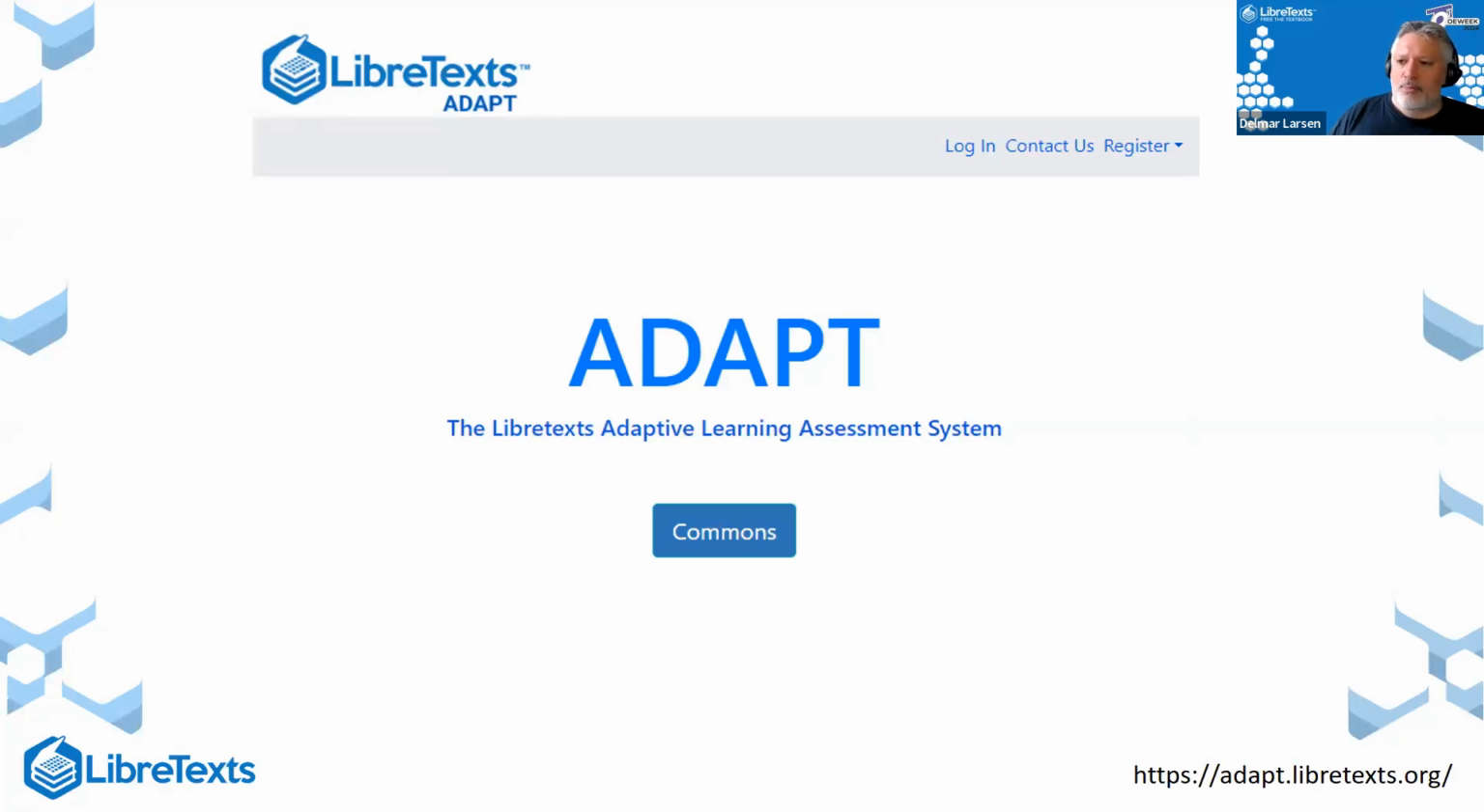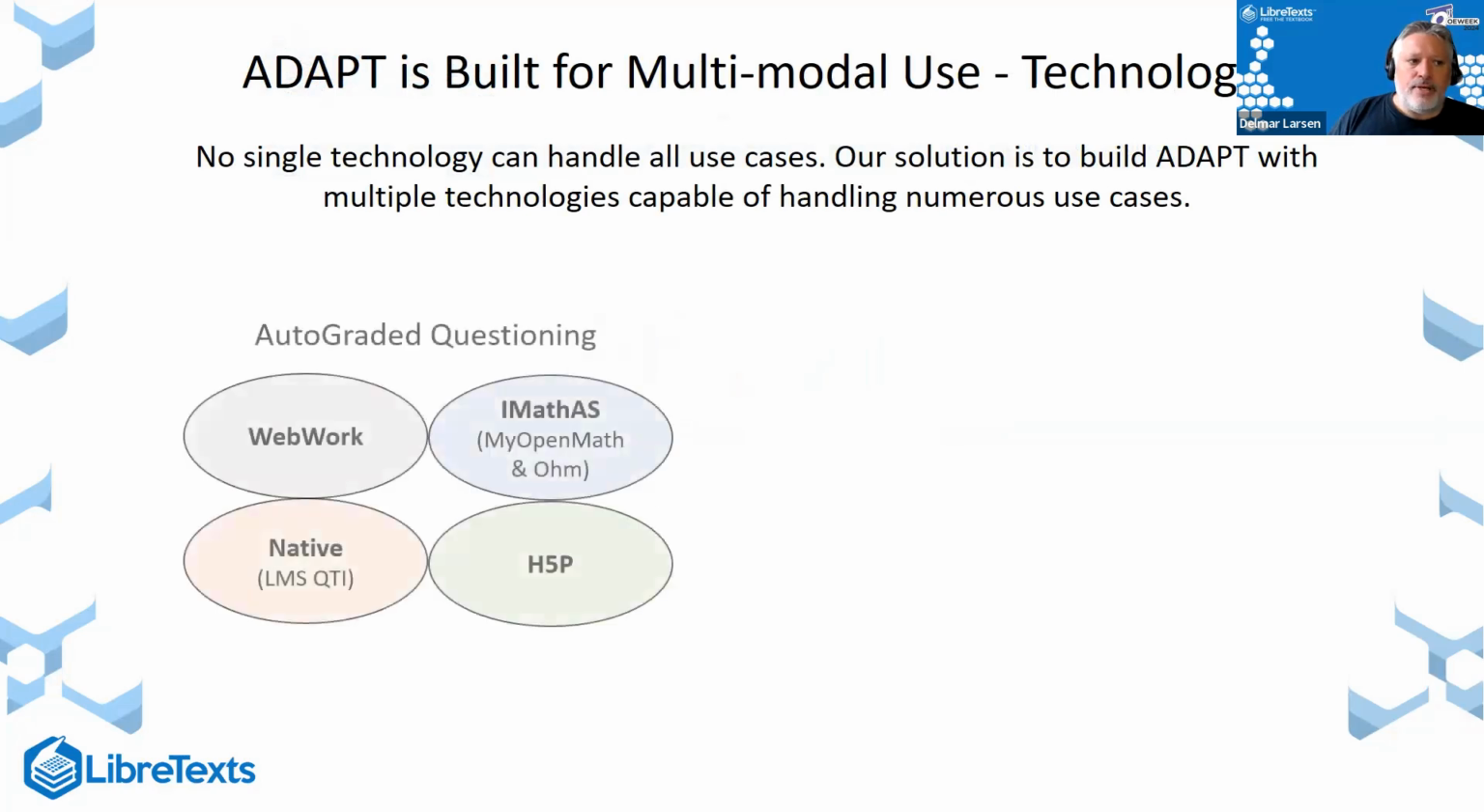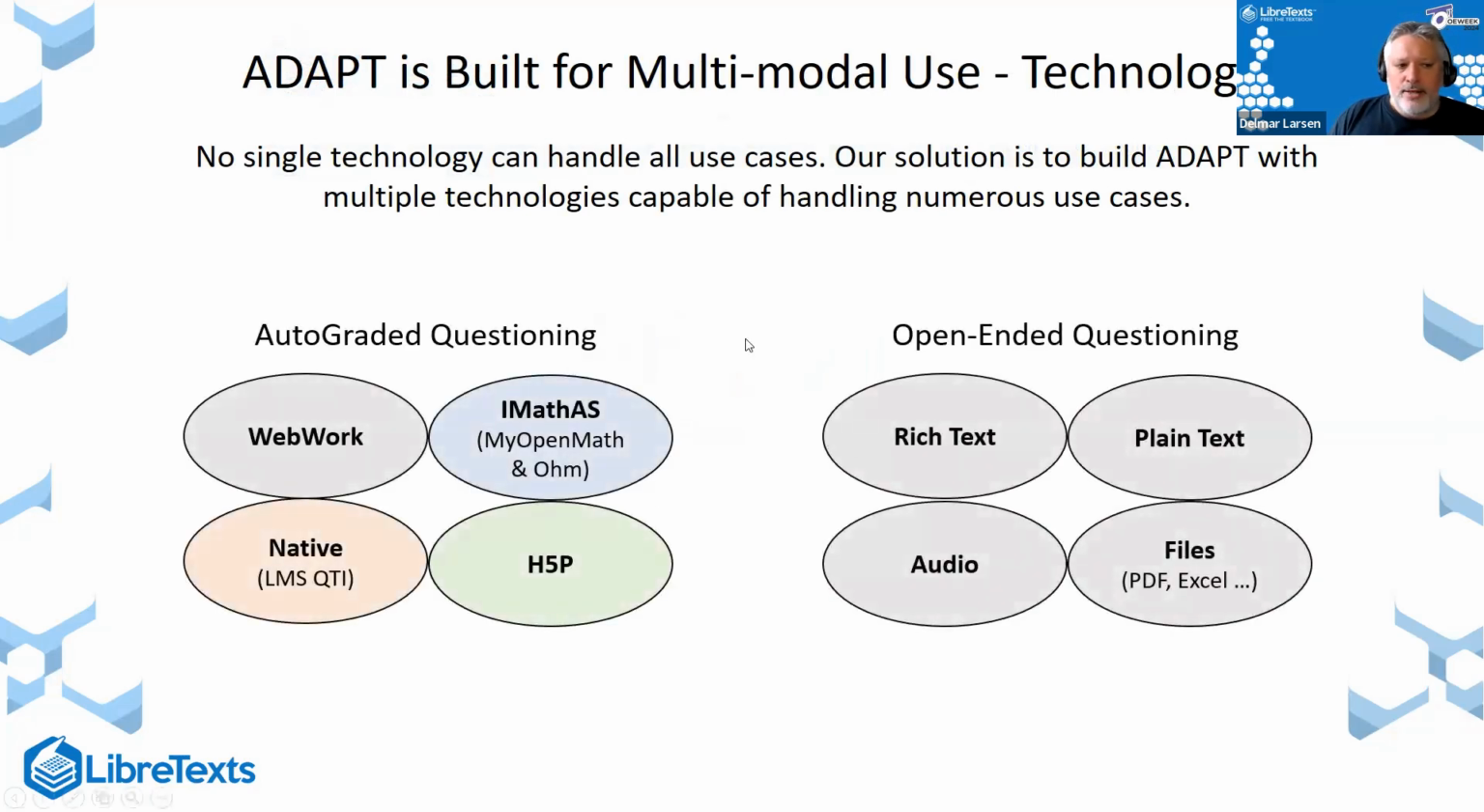You can access the ADAPT infrastructure again on our Launchpad, or if you decide, you can go to adapt.libretext.org. And the idea behind ADAPT is flexibility. So questions can either be open-ended or they can be auto-graded, where open-ended require a human or a grader in order to evaluate it. Students can submit rich text, plain text, audio files. This is useful for recording audio for second language development, files, PDF, Excel, images, and such like that. The key point is that this requires review after submission.